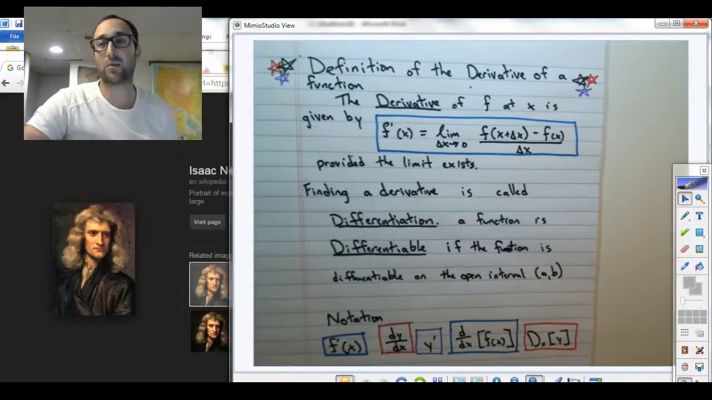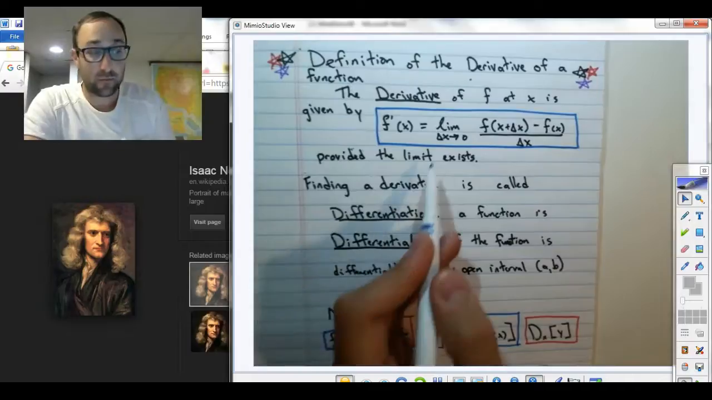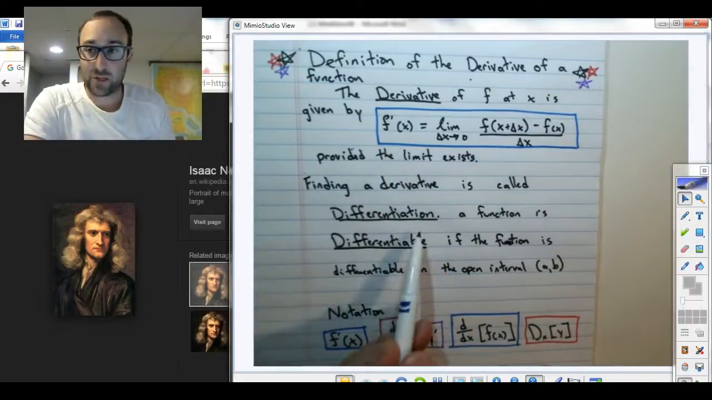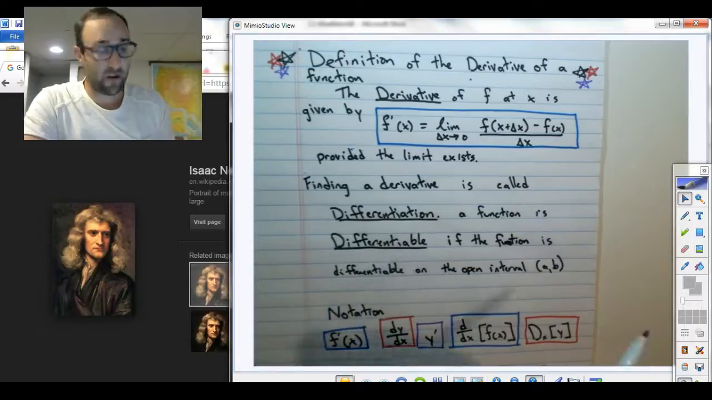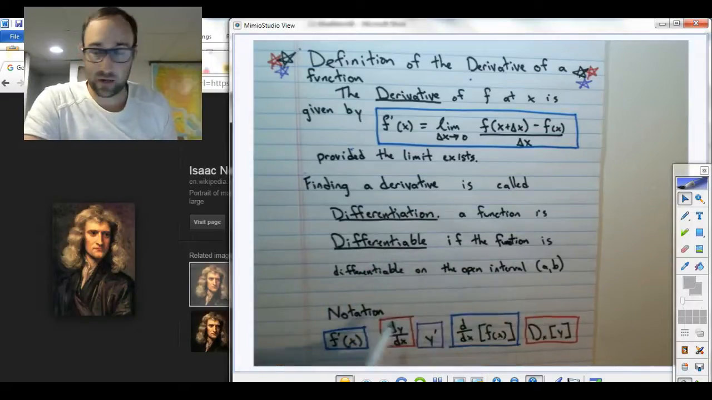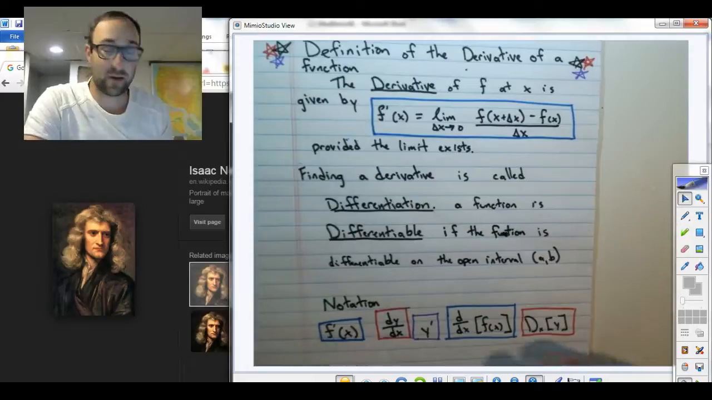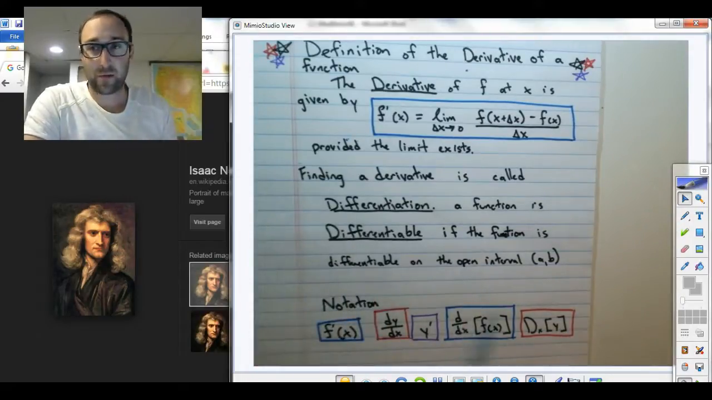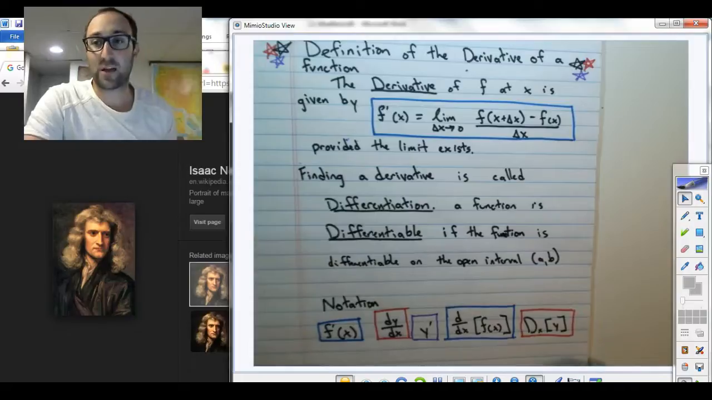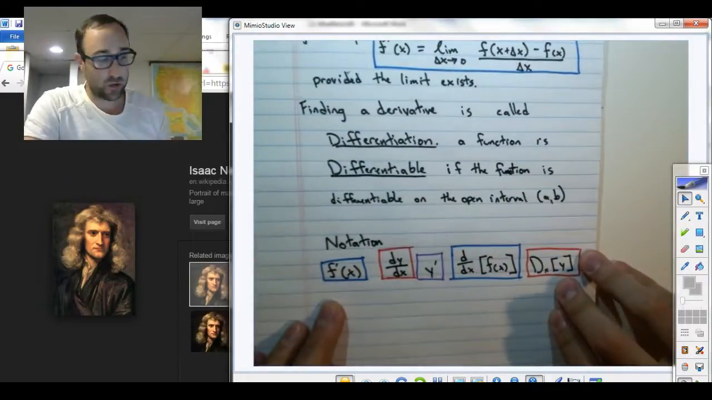Okay, now here's a couple other notation things that you should know. First, finding a derivative is called differentiation. And a function is differentiable if it's differentiable on the open interval, kind of like open intervals for limits and continuity. So if I want to find a derivative, I'm going to use differentiation to do it. And a function is differentiable if I can find its derivative on the open interval from a to b. Here's some notation that you will see.